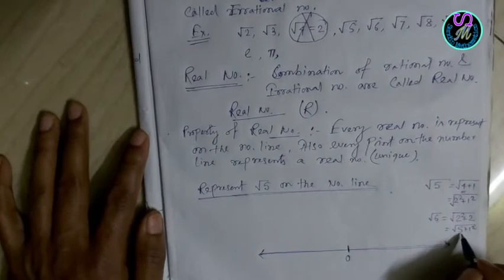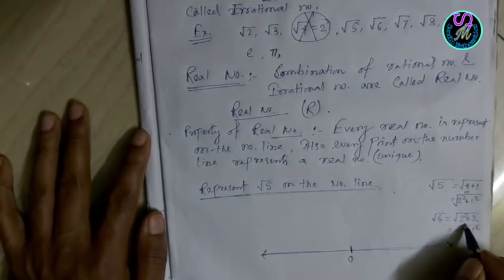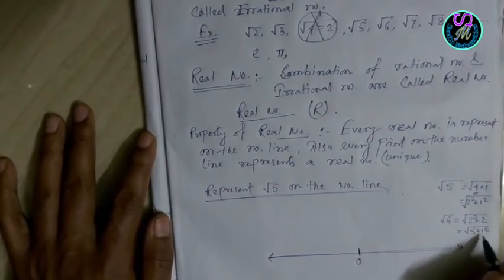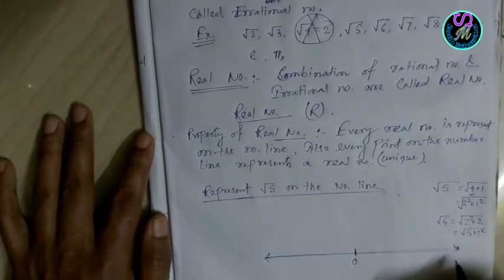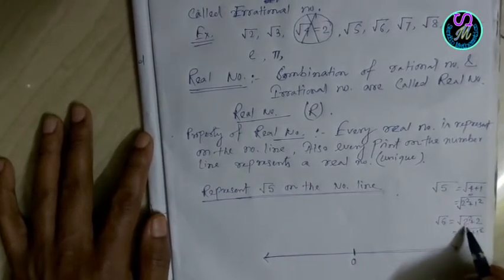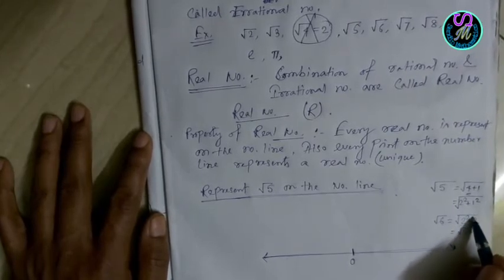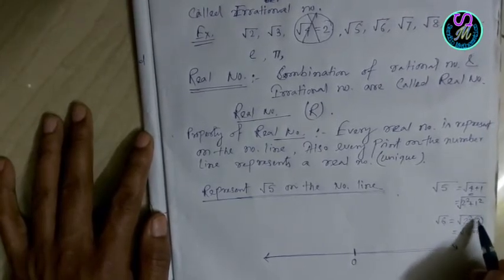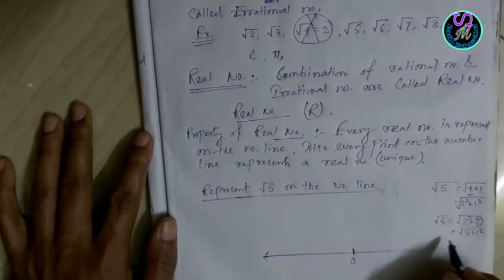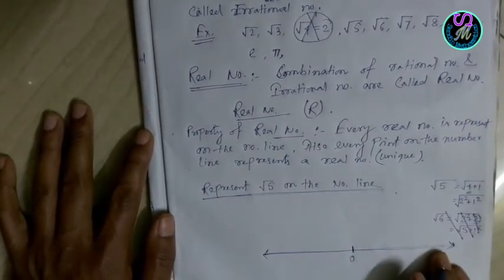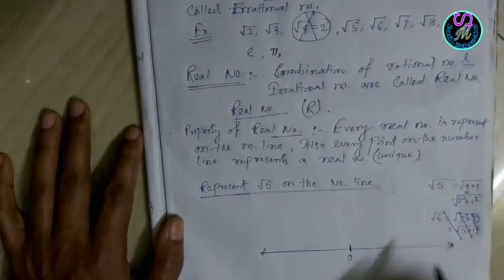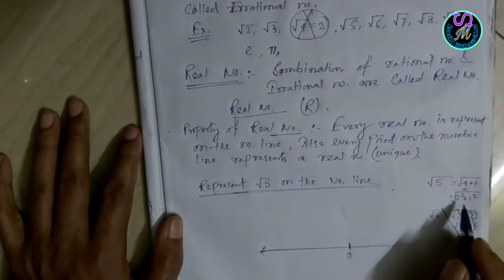If you consider root 5 square plus 1 square, then at first we have to represent root 5, and similarly in this method we find root 6. So now we have to consider root 5. Root 5 means 2 square plus 1.